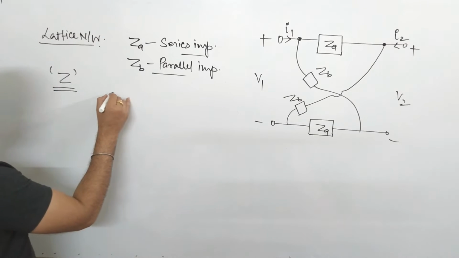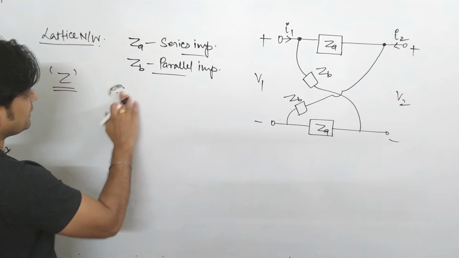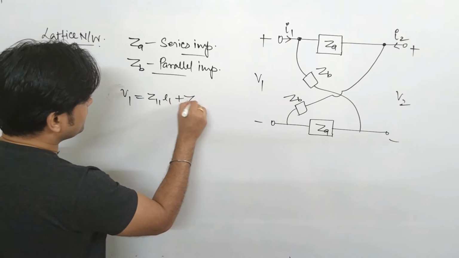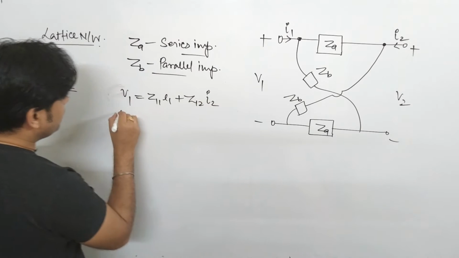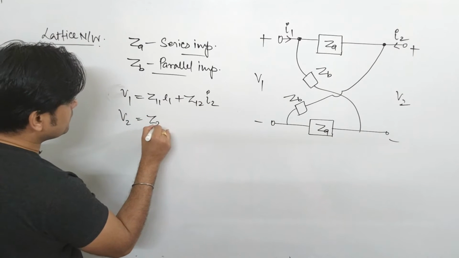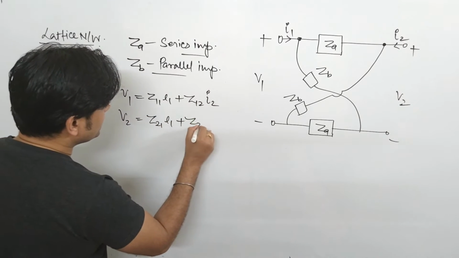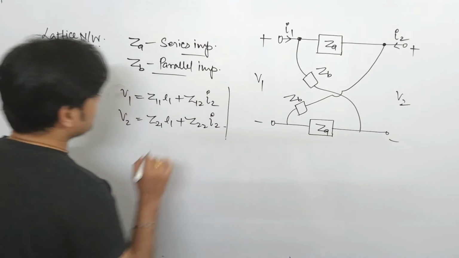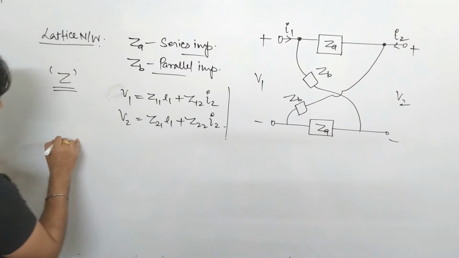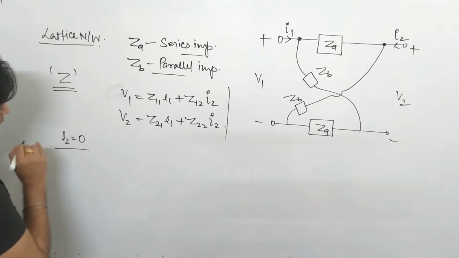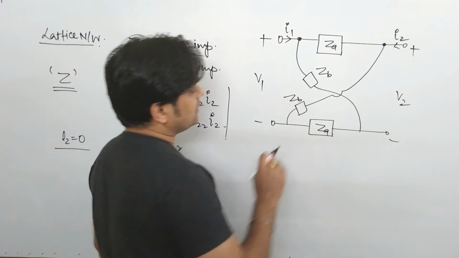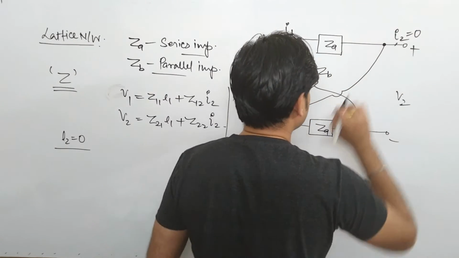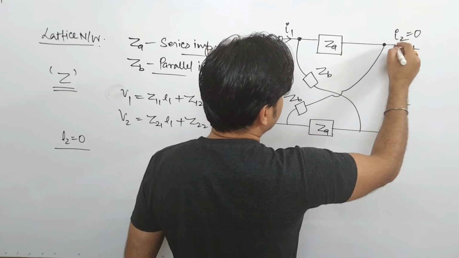As the Z parameter equation is given by V1 equal to Z11 I1 plus Z12 I2, V2 equal to Z21 I1 plus Z22 I2. So for finding out the Z parameters, first we will consider that I2 is 0. Now in the diagram I will try to explain, when I2 is 0, no current will flow here. So forget about this current.